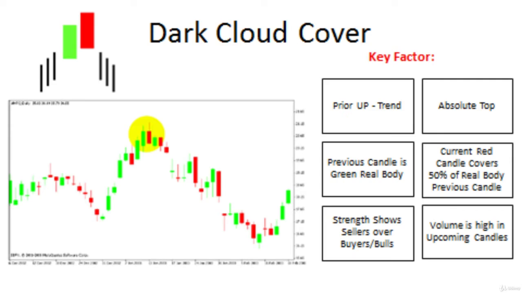Now we consider the next pattern called dark cloud cover. As the candlestick formation shown on your screen, there are two candles at the top position. One candle is a green candle and the next candle is a big red candle, which covers 50% of the real body of the previous green candle. It shows that bears show strength over bulls.